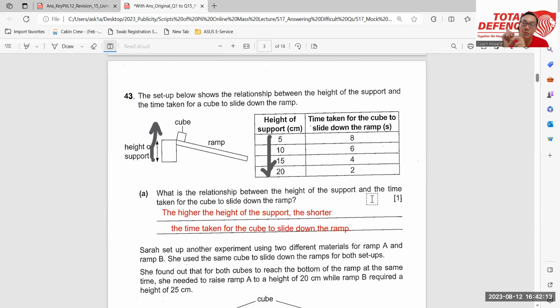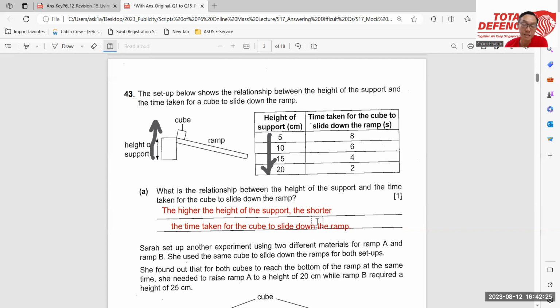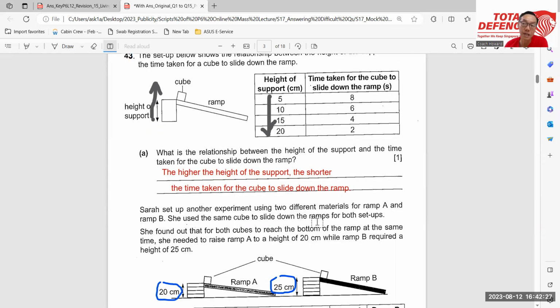Okay, for time we use long and short. For speed we use fast and slow. Okay, yeah, because initially some students wrote the higher the height of the support, the faster the time taken. Yeah. So for time taken, to be more proper, we use either longer or shorter. So in this case, it's shorter.